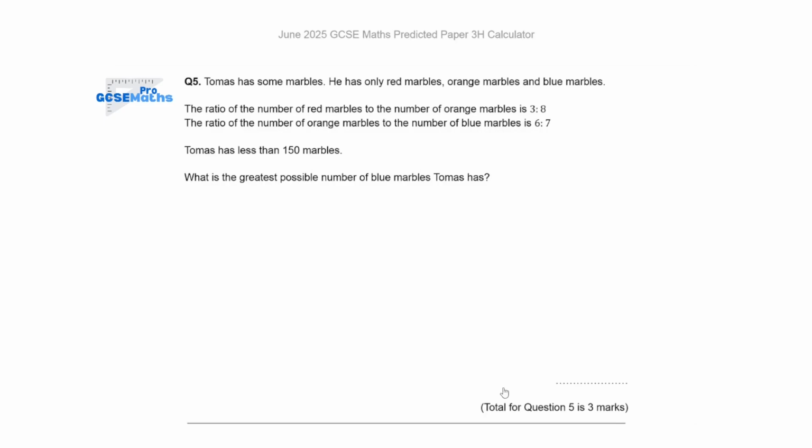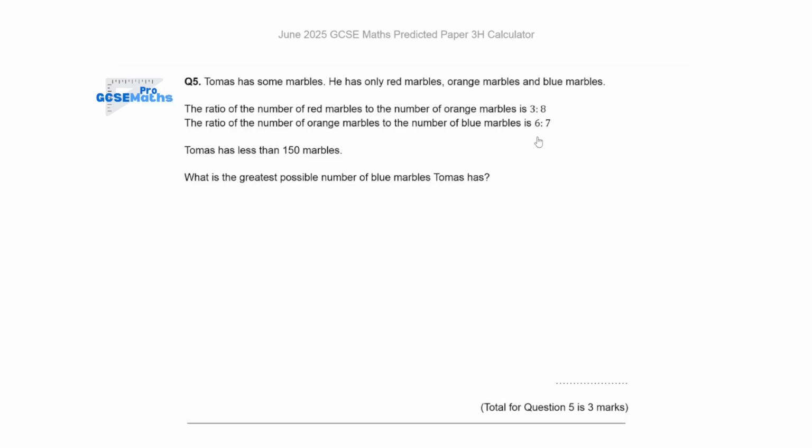Question 5, Thomas has some marbles. He only has red marbles, orange marbles, and blue marbles. The ratio of the number of red marbles to the number of orange marbles is 3 to 8. The ratio of the number of orange marbles to the number of blue marbles is 6 to 7. Thomas has less than 150 marbles. What is the greatest possible number of blue marbles Thomas has?